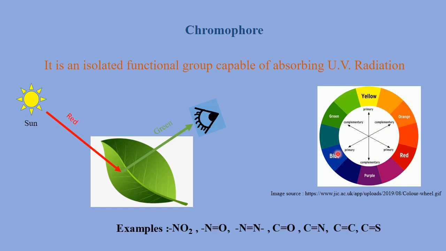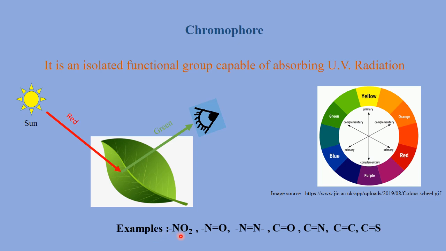So here are the absorbed colors and their complementary colors. If an object absorbs a yellow color, it reflects its complementary color, that is purple. If an object absorbs red color, then it emits its complementary color, that is green. And if an object absorbs a blue color, then it emits its complementary color, that is orange.